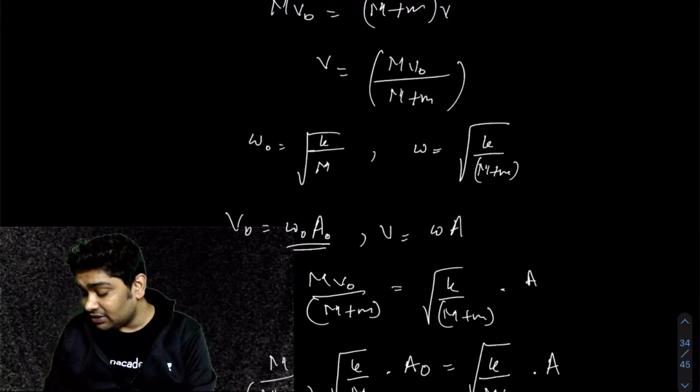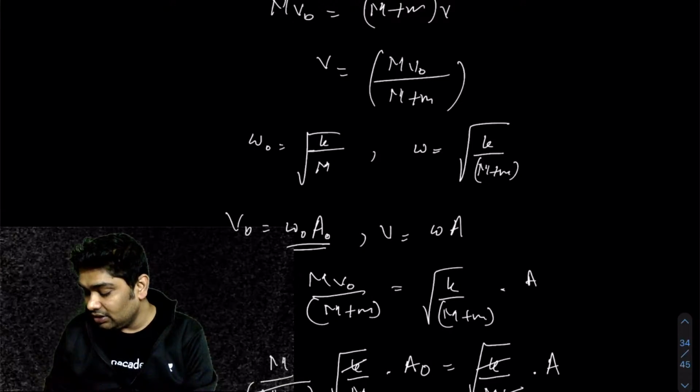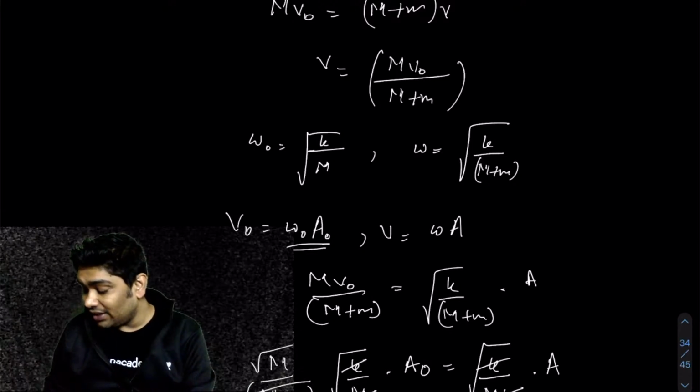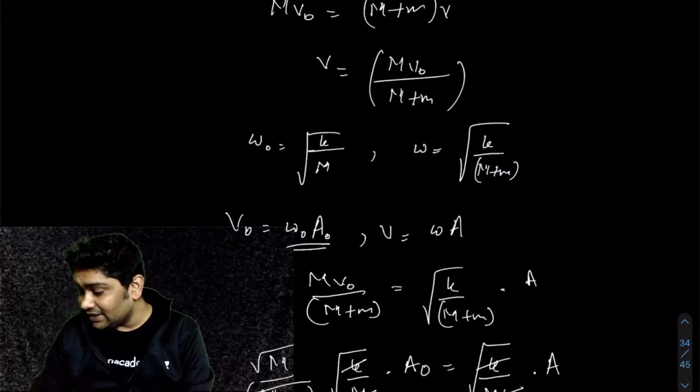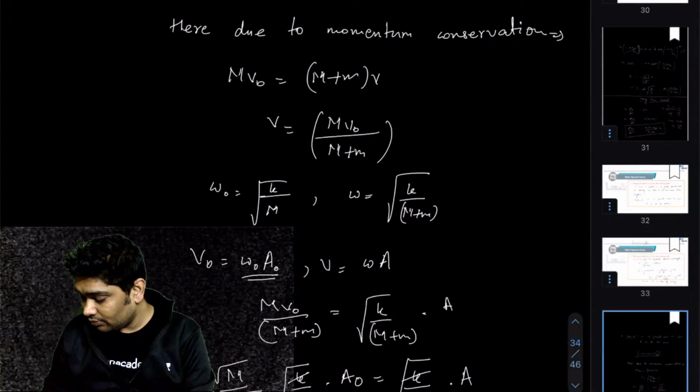When I compare these, this and this will get cancelled. This will result in a root here, and this will result in a root here. So what I realize is the amplitude also decreases now. Okay, so what happens to the new amplitude?